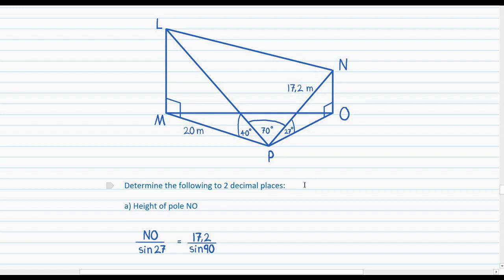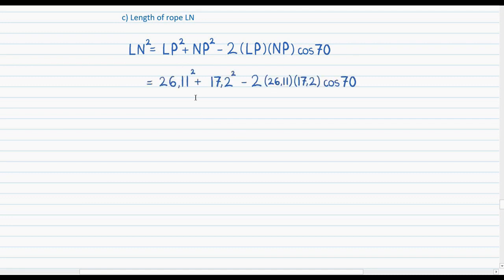Therefore, we can use the cosine rule to determine the other length, which in this case would be LN squared is equal to LP squared plus NP squared minus 2 times LP times NP cos 70. And subbing in the lengths LP and NP, we get 26,11 squared plus 17,2 squared minus 2 times 26,11 times 17,2 cos 70, which comes to LN squared equals 670,30. Then taking the square root on both sides gives the answer for the question as length of rope LN is equal to 25,89 meters.